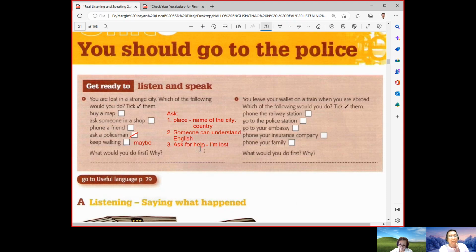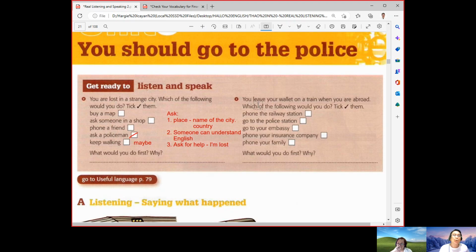Now, of course, if you are not familiar with that particular city, that would be the problem if you were going to buy a map and you are not familiar with that city. That would also be a problem, right? So the best thing to do is ask a policeman. That would be the best thing to do.